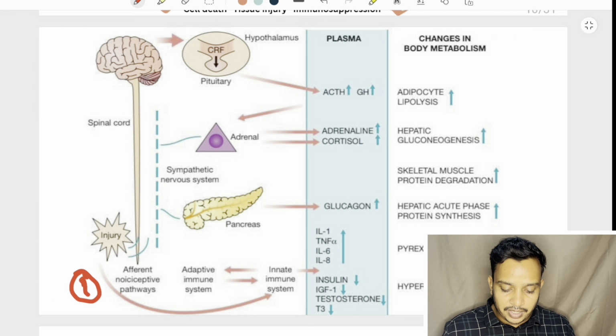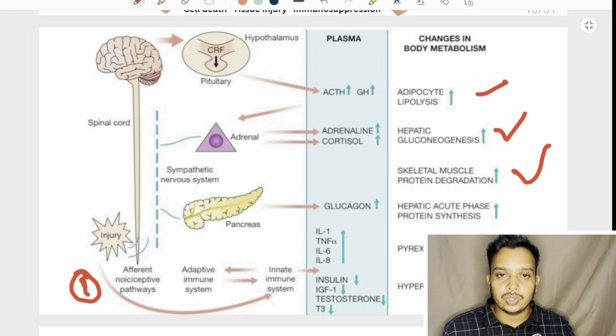Whatever this neuroendocrine response is happening, it leads to adipocyte lipolysis. It leads to hepatic gluconeogenesis, so lots of glucose is secreted. It leads to skeletal muscle protein degradation, so that end products of proteins are used for gluconeogenesis in the liver. It also leads to production of more C-reactive protein and other acute phase hepatic proteins, and it leads to pyrexia and a state of hypermetabolism. But remember only one point about this state: it is leading to anti-insulin action.